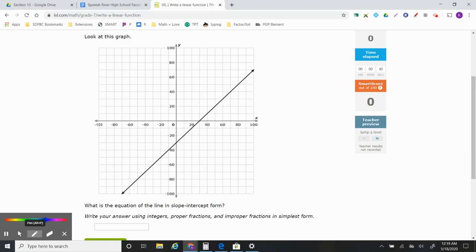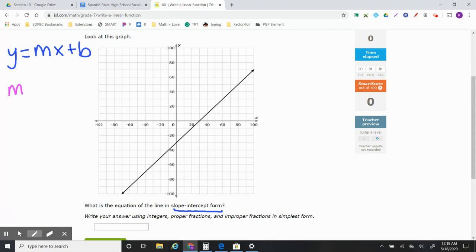Hi guys, so I'm going to be going over how to write an equation from a graph, which you will have on your quiz this week. The equation for the slope-intercept form is y equals mx plus b, where you're going to need to find your m, your slope, and the b, your y-intercept for each problem.